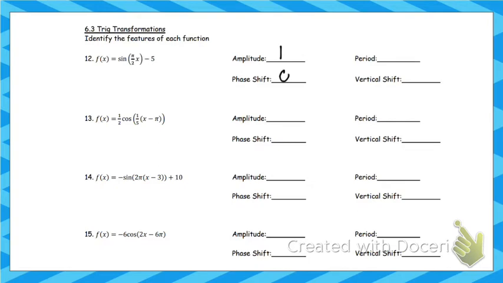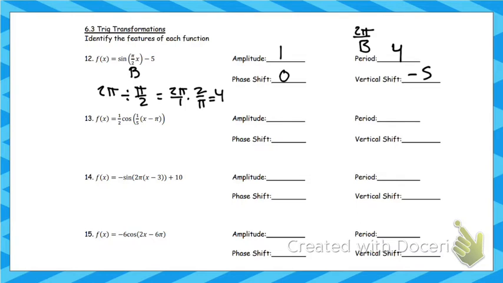The phase shift is what you add or subtract to your x. So on this first one, we are not adding or subtracting anything. The period is 2 pi divided by b. So in this case, my b value is pi over 2. So 2 pi divided by pi over 2. We flip the second and multiply. So times 2 over pi gives me 4. So the period is 4. Vertical shift is the minus 5.